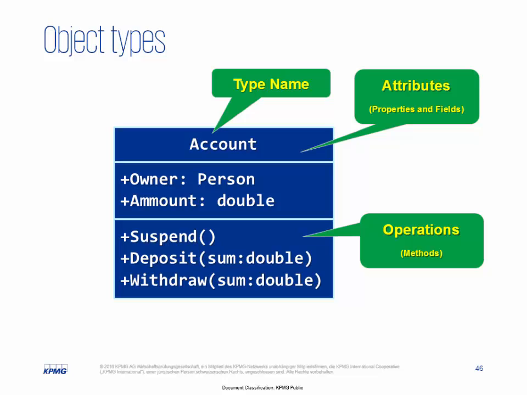So here is an example of an object called account. We can see that it has a type name, that the name is account. It has certain attributes, which we refer to as properties and fields. Some of them are accessible to the outside world, and some of them are not. They are just made for the internal usage of the object itself, and it has operations or functions, or sometimes referred to as methods. So this whole box would define any account which is modeled after this class, after this object type.